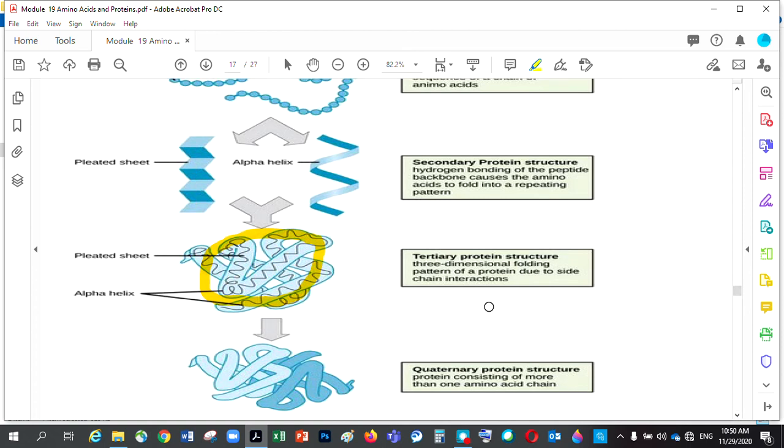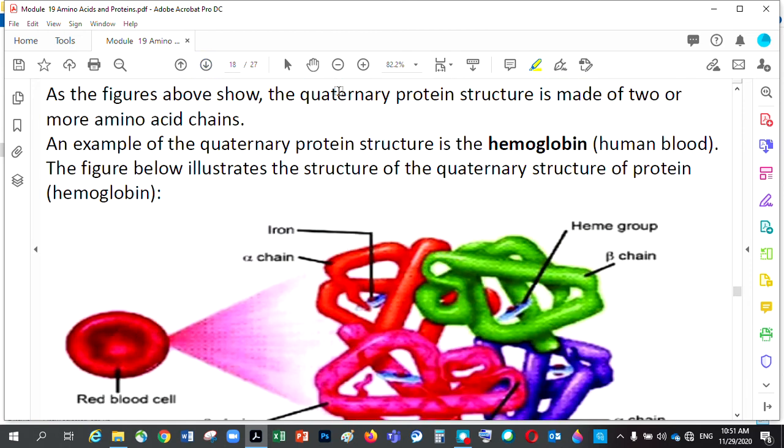So if you read this, the tertiary protein structure is a 3-dimensional folding pattern of a protein due to the side chain interaction, correct? That's what we said about the interaction with the intermolecular forces. The quaternary protein structure is a protein consisting of more than one amino acid chain. So we have plenty of chains interconnected with each other in alpha and beta types.